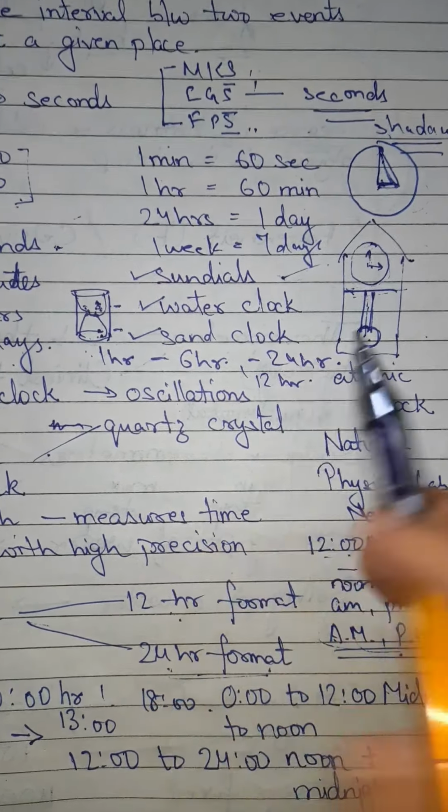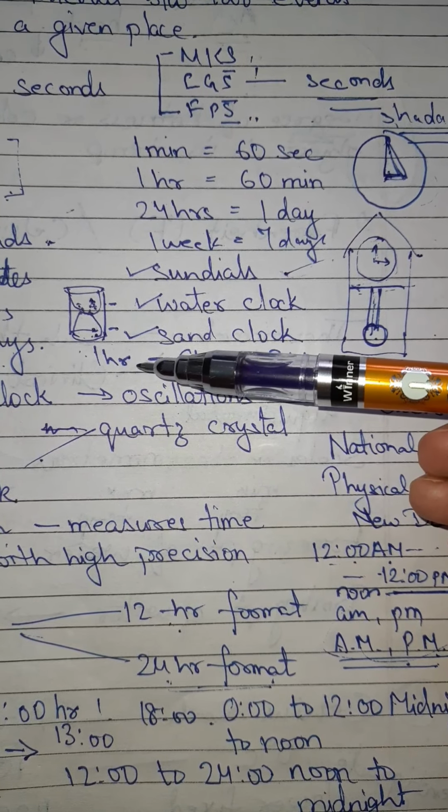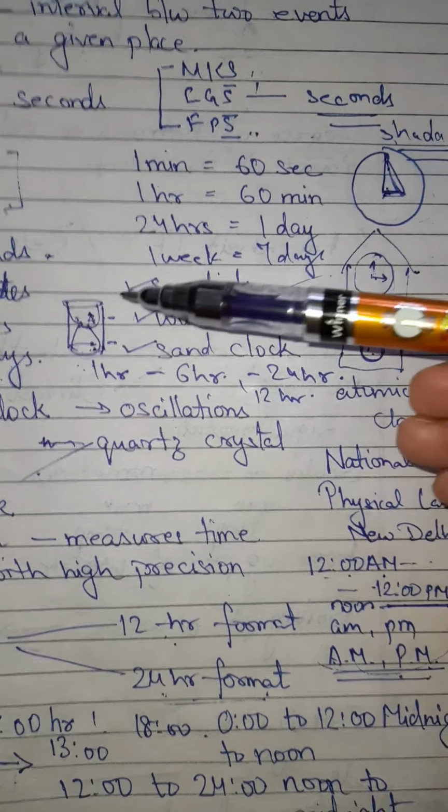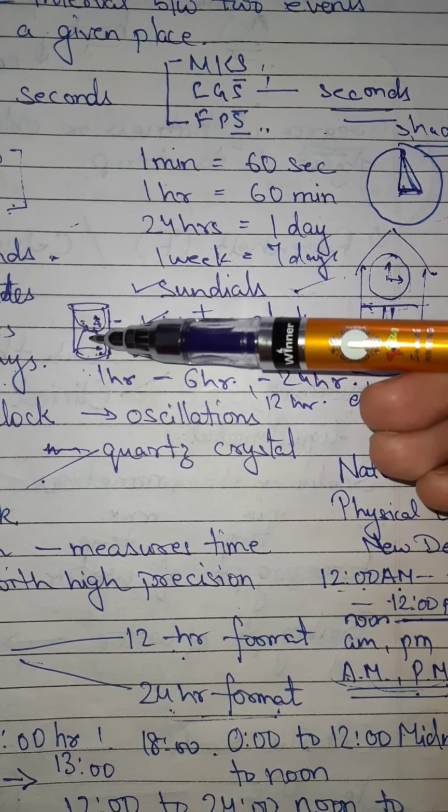The concept was, if I was using a sand clock for 1 hour, then it will take 1 hour for the sand to fall from the upper chamber to the lower chamber.